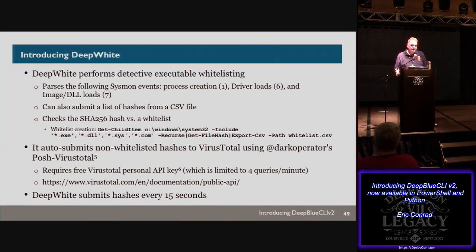And so what DeepWhite does, it just loops through. It checks the whitelist. If it's not on the whitelist, it sends it to VirusTotal. And once it's done that once, it won't do it again. So once you normalize it, it kind of quiets down. It only scans brand new hashes. And it simply just has a timer waiting once every 15 seconds. It works really, really well.